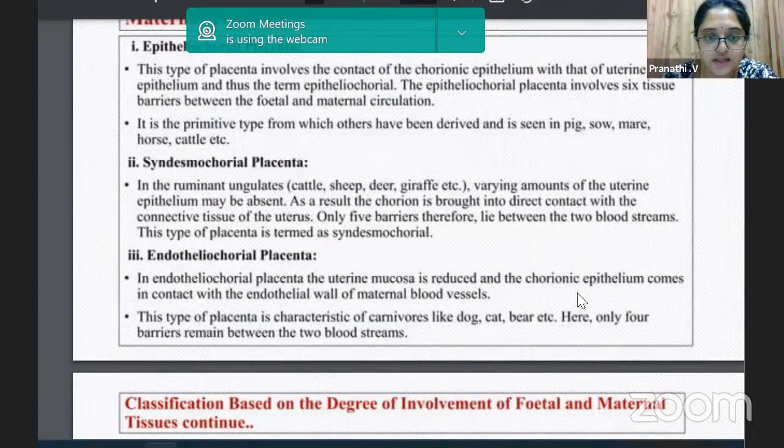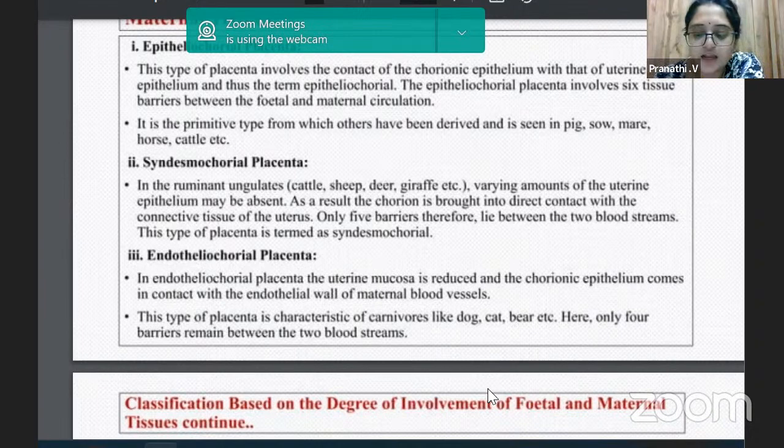Endothelio-chorial placenta, wherein the uterine mucosa is very much reduced. Chorionic epithelium comes in contact with the endothelial walls of the maternal blood vessels. So this is again seen in carnivores. The number of barriers between the fetal and the maternal bloodstream is only four, in fact, found in cats, dogs, lions, etc.